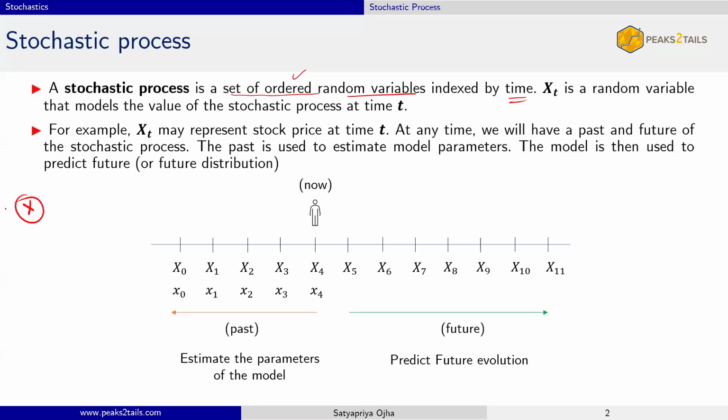Stochastic process is nothing but a list of random variables or a set of random variables. Okay, it's a collection of random variables, but they are ordered. Okay, there is a specific order. You cannot just swap the orders. So it's just a collection of random variables. Each of those random variables is indexed by time. Okay, so that's what a stochastic process is.